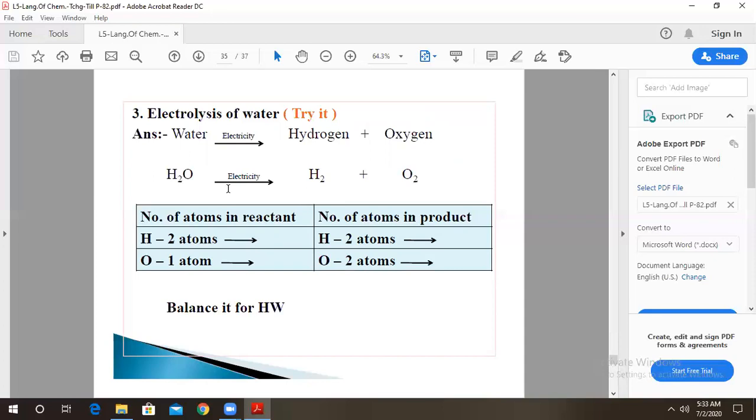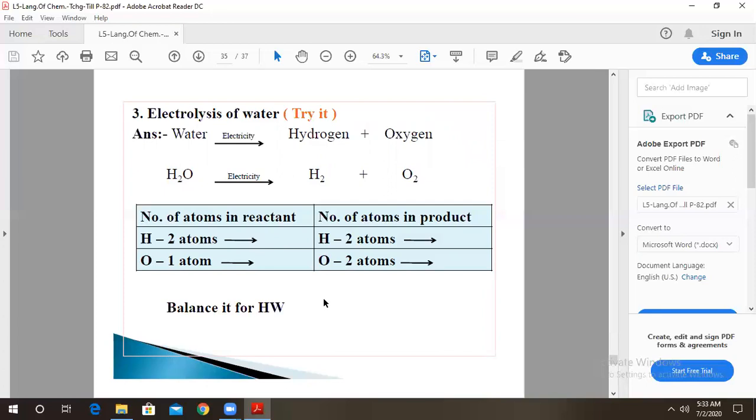Electrolysis of water. Yes. This is for your homework. Now you can try to solve it right now in your chemistry notebook. Yes, balance it. This is electrolysis, breaking of water, decomposition of water. You have to balance it. So write down the reaction: H2O gives H2 plus O2, and balance it.